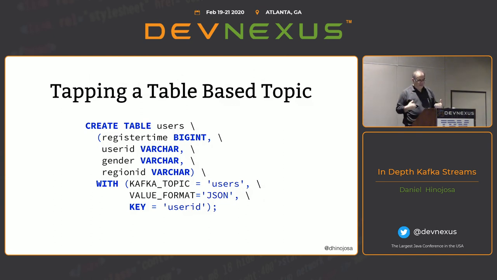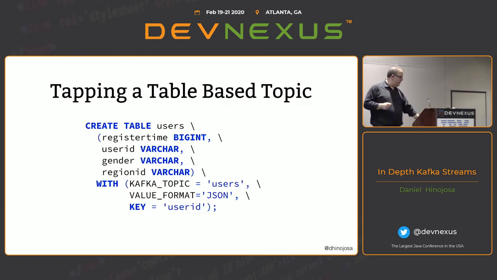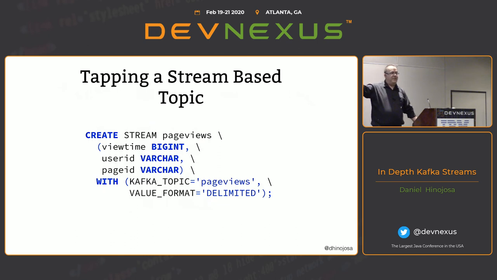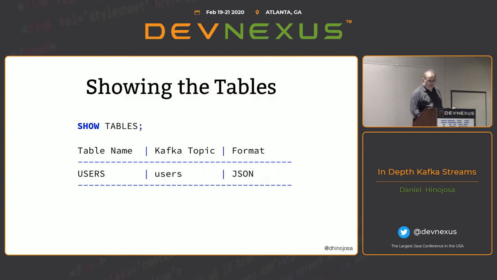And let's say the value has things like register time, user ID, gender, and region ID, okay? And so there's a topic associated with it. So in other words, I wanna tap that keg, and I envision this topic as a table, and the value is in a JSON format, and the key is user ID, so that way I always have a key associated with it. So I can't do anything in KSQL without calling either create table or create stream. Tap into the topic. I can't query topics, but I could query streams and I could query tables, okay? All right. So here I'm showing a stream after I create it, and here I'm showing a table.